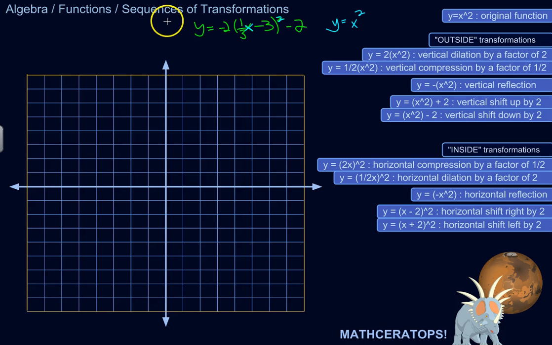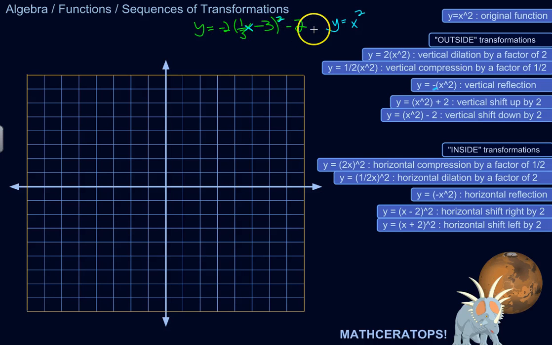First, kind of a little tricky thing is this business with reflections, where you flip the whole graph across the x-axis or the y-axis. This vertical reflection is an outside transformation. So if you make the whole function negative, you're looking at a vertical reflection. It's going to flip the whole graph upside down. There's this negative here, but it's not making the whole function negative.